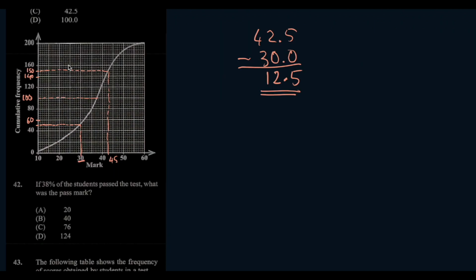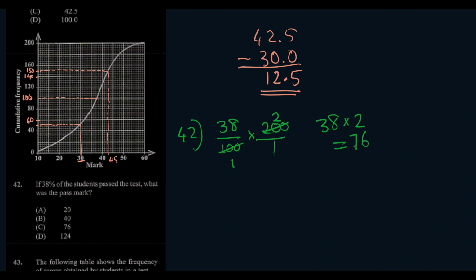So we're going to need the same chart for this question. So it says if 38% of the students, so I'll use a different color now, if 38% of the students passed the test, what was the pass mark? So we had 200 students. I need to figure out what is 38% of 200. So 38 over 100 times 200. So 100 could go in itself once, and 100 could go into 200 twice. Now I need to work out what's 38 times 2. So 38 times 2, if I double that, would be 76. Okay, so 76 of the students passed the test.